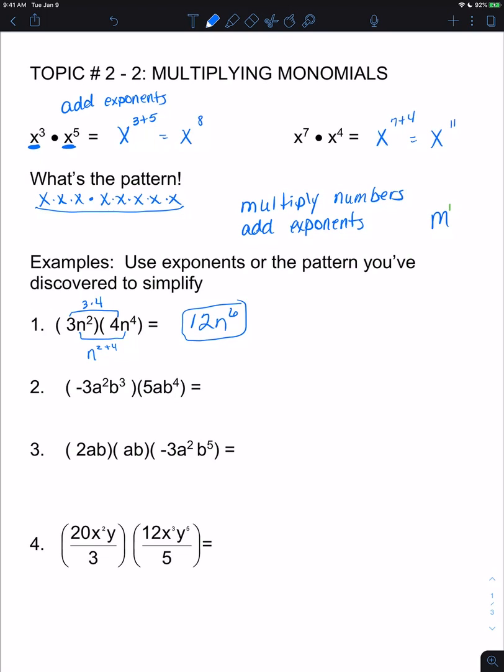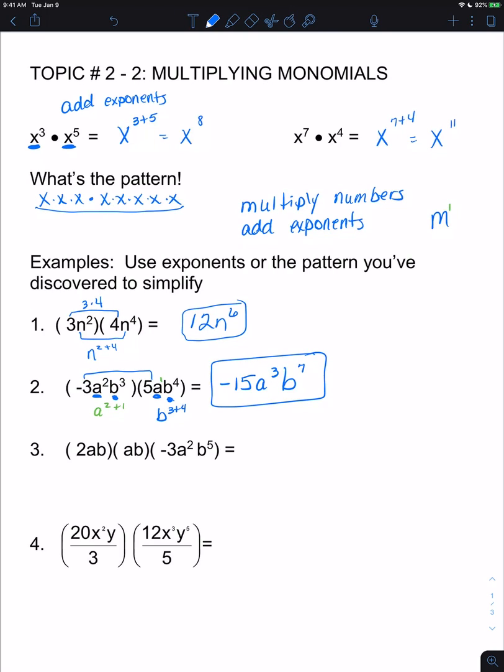Okay, so now let's try it again. Negative 3 times 5 is negative 15. And remember, it's got to be the same base for the ones that we're adding together. This a has that imaginary 1. So a squared times a is a to the 2 plus 1, so a cubed. And then our b's, b cubed times b to the 4th is b to the 3 plus 4. So b to the 7th power.